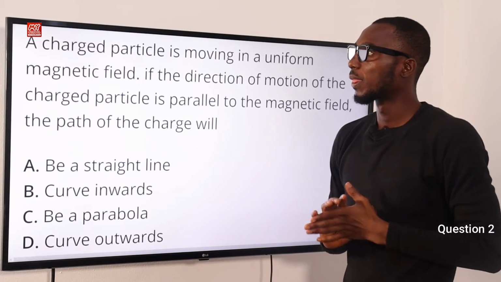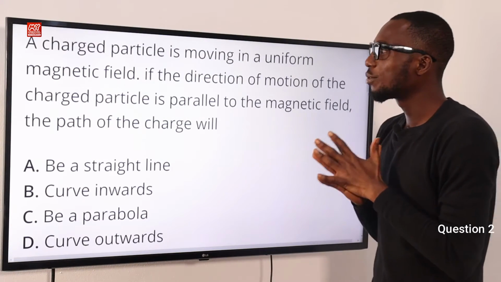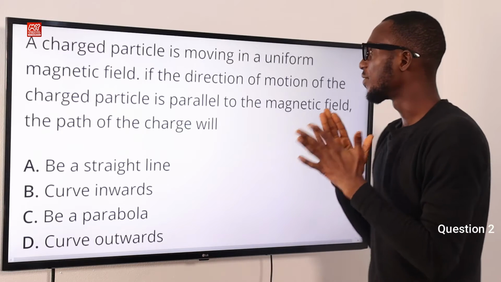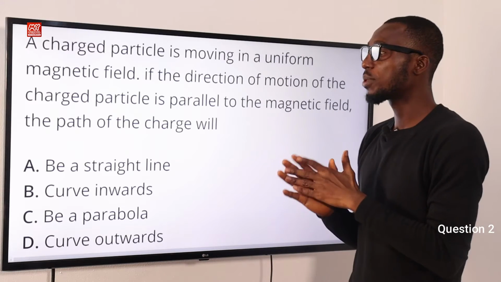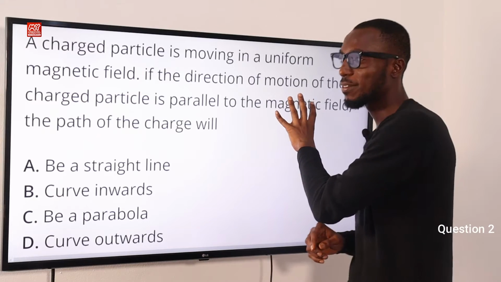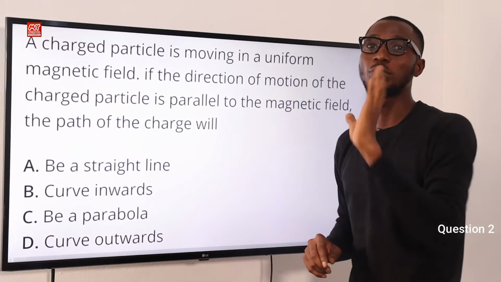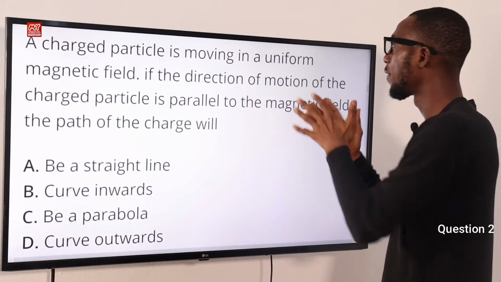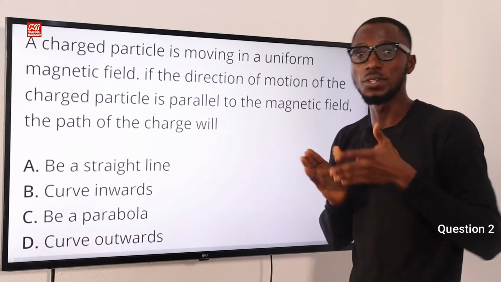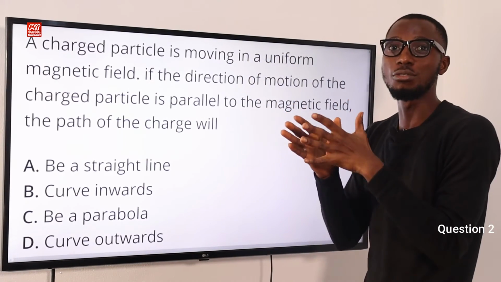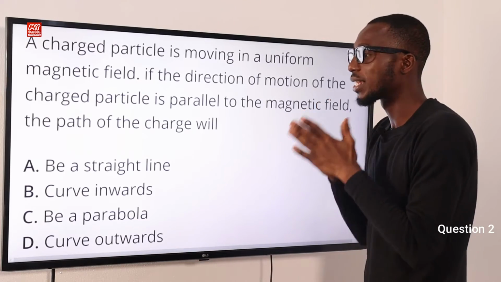Question 2. A charged particle is moving in a uniform magnetic field. If the direction of motion of the charged particle is parallel to the magnetic field, the path of the charge will surely follow the direction of that uniform magnetic field, the same direction, and that tells you it's going to be a straight line, option A.